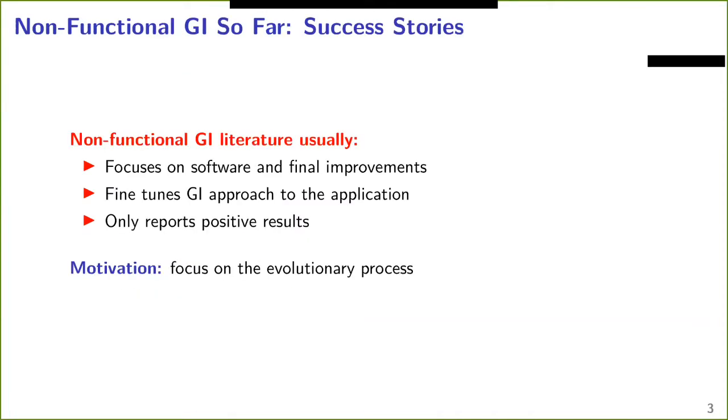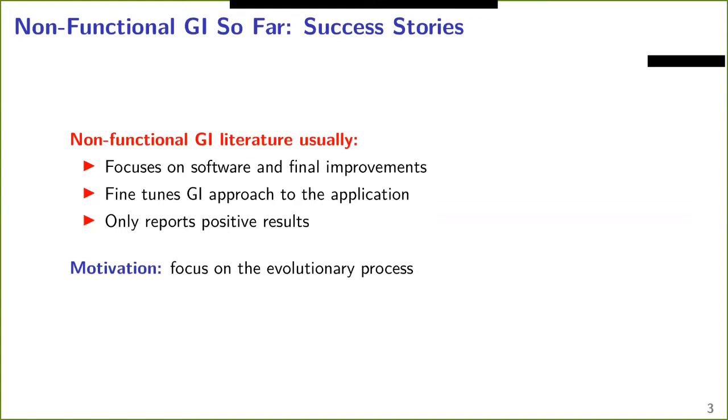However, one thing about non-functional GI is that most of the previous work so far has been success stories. Previous works selected one software, one application, one context, applied GI, found very great improvement, and discussed this improvement. But the focus has always been on the software itself, on the final improvement, and not the evolutionary process. Many of the previous works fine-tune their GI approach to the application and basically only report positive results.